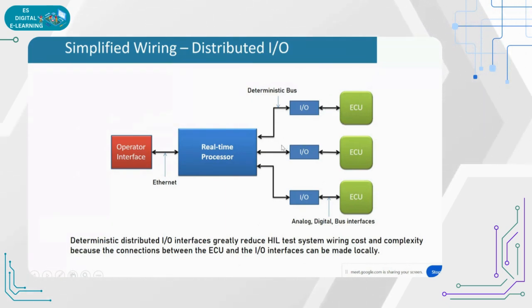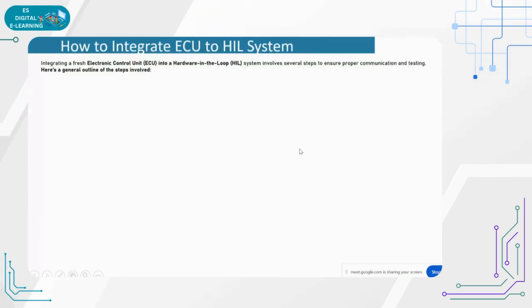You can split it among the processors separately, and it will be easier for us to know which IOs are going to which ECU. So like that, it is a simplified wiring and distributed IOs, independently. How to integrate ECUs to the HIL?